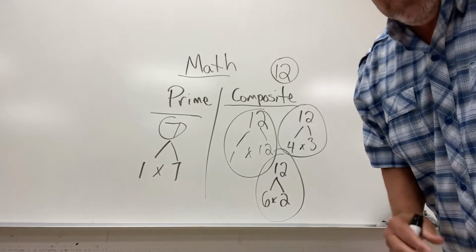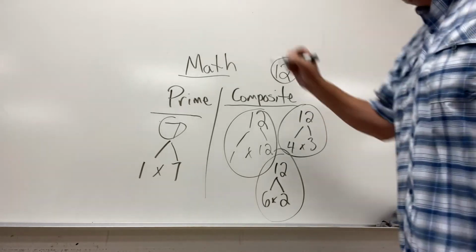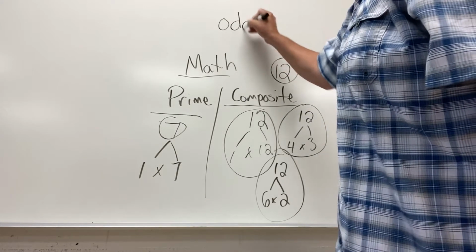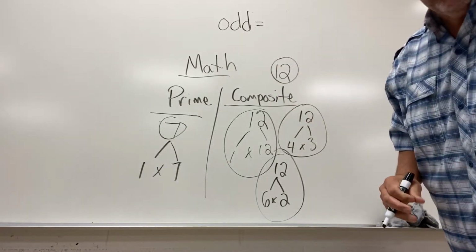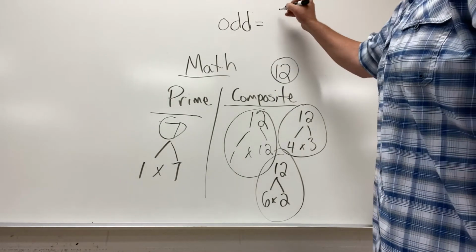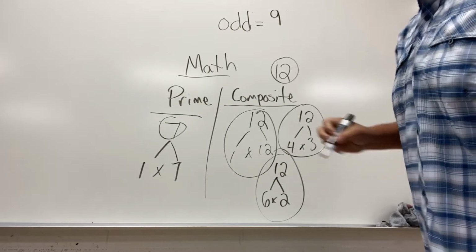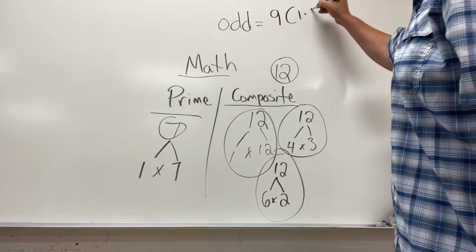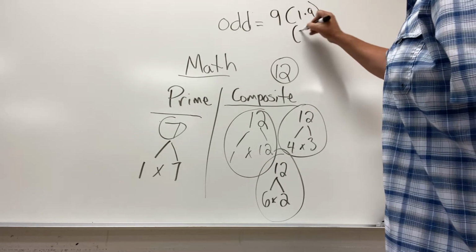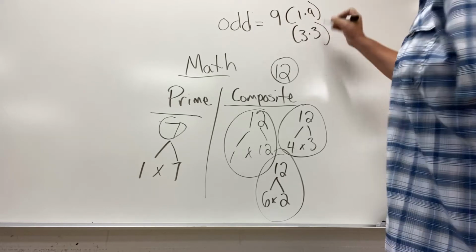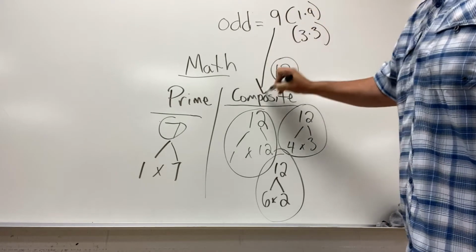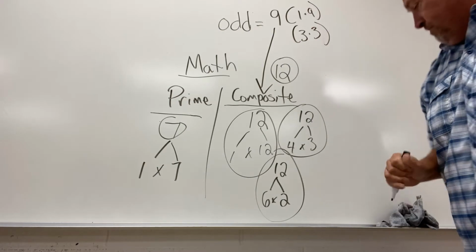One of the things we also talked about today is the myth that odd numbers are prime. That's not true. The number 9, for example, is odd, but it can be made with 1 times 9 or 3 times 3. So that would make 9 a composite number.